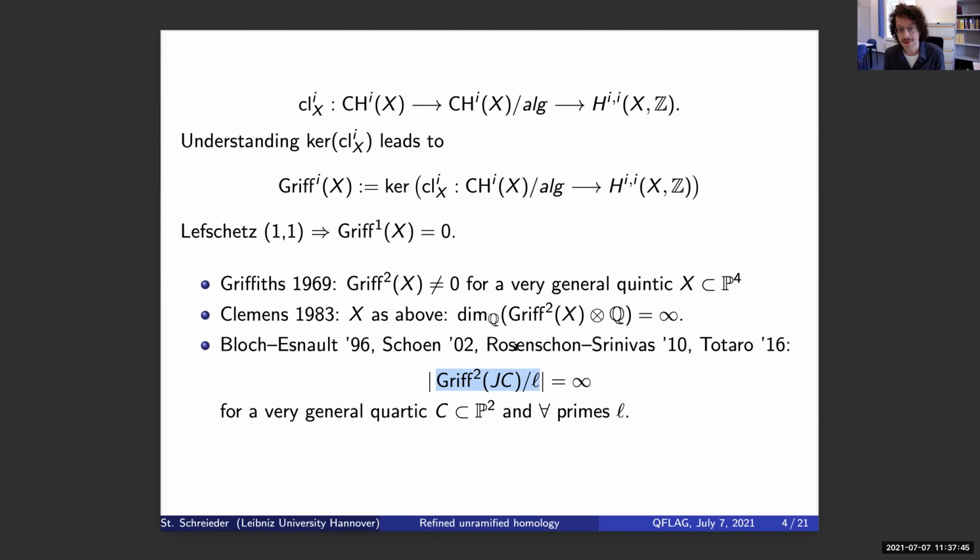Schoen treated infinitely many, Rosenschon-Srinivas treated almost all primes, but not all, and Totaro treated all of them, including 2. The example is the Jacobian of a quartic curve in P2. This Jacobian is a principally polarized abelian threefold, and the theorem says that this threefold has lots of interesting curve classes.